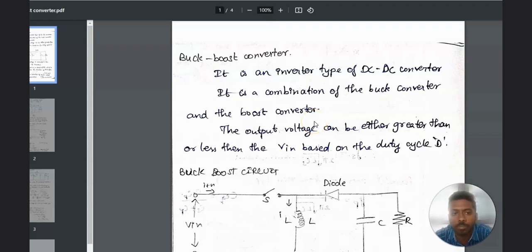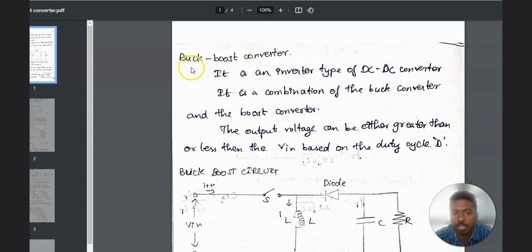So welcome to all. Now we are going to see the buck boost converter. In previous classes we have already discussed what a buck converter is and what a boost converter is. The buck converter is nothing but a step down converter, whereas the boost converter is nothing but a step up converter.